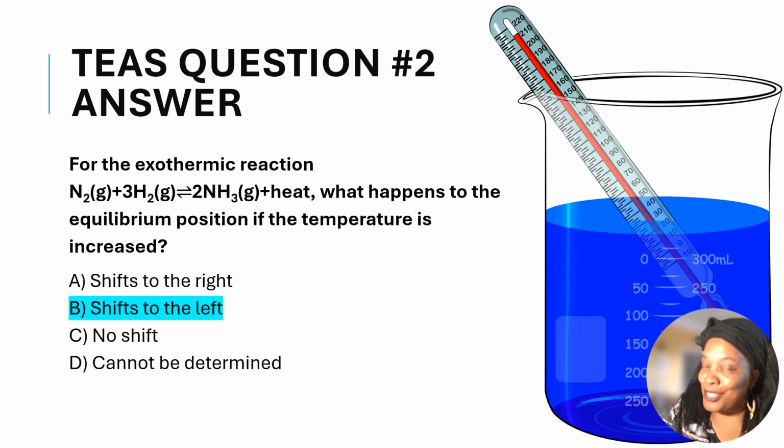Letter C, no shift. Well, you know this is incorrect because increasing the temperature disturbs the equilibrium. Le Chatelier's principle predicts a shift in response to this disturbance.